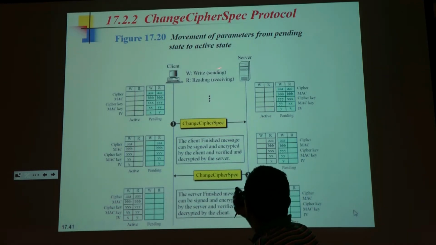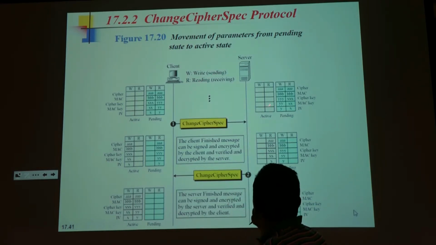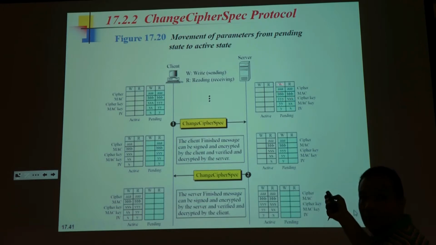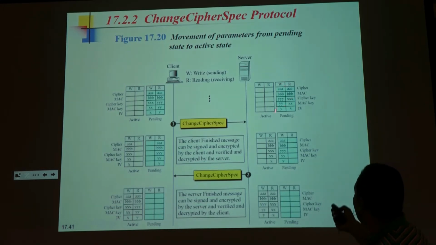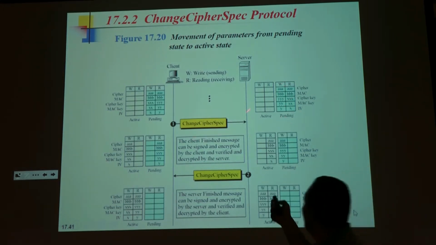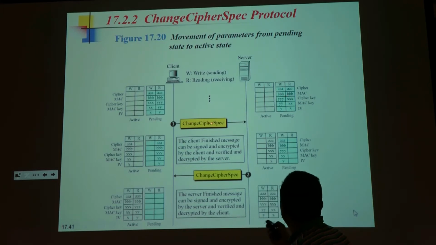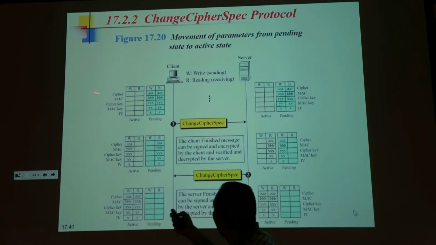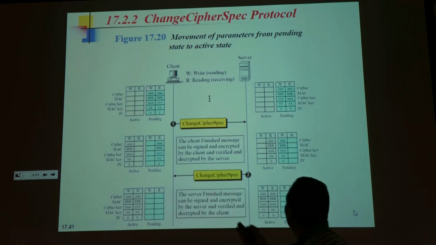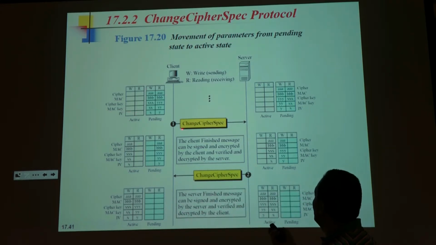So this is a client and a server. Write, sending; read, reading, receiving. At the very beginning, everything at the client is in the pending state, and everything at the server is in the pending state too. Before you can use these parameters, which are the Cipher, the MAC, the Cipher key, the MAC key, and the IV, whatever the values, we cannot use them until we receive the Change Cipher Spec.